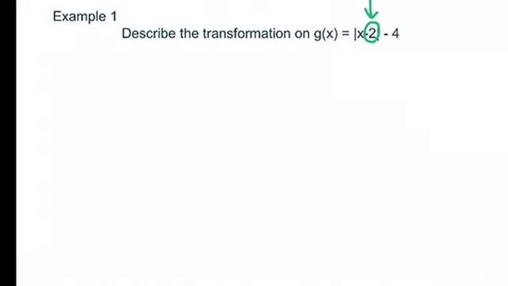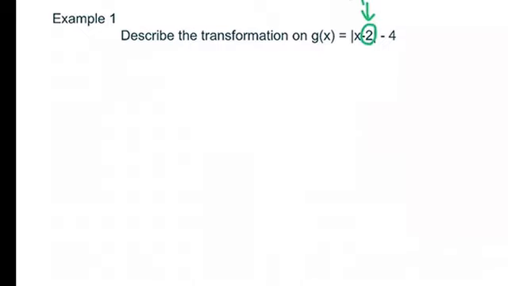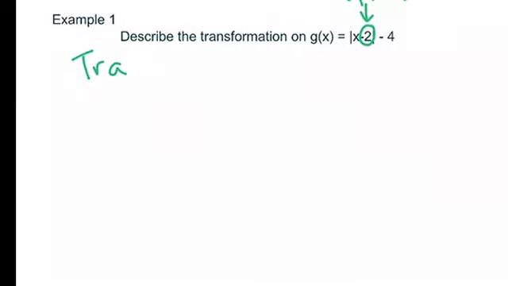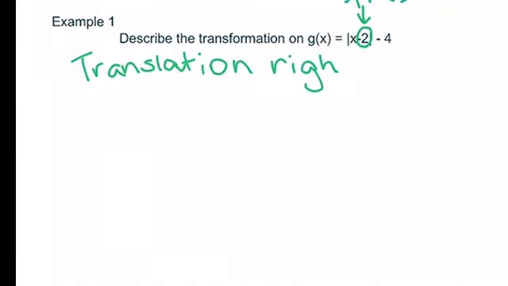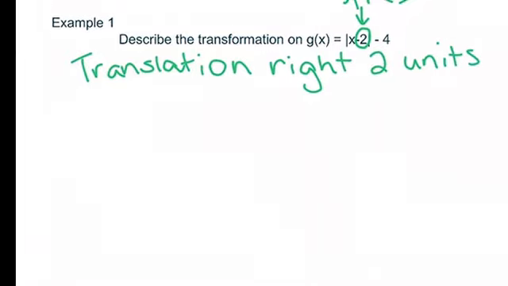So here's our first example. Now, easiest thing to do with these is go one step at a time. I notice that I have a -2. Now, anything that's inside the function or inside the absolute value in this situation is going to go opposite the sign, and it's always going to go left or right. It's side to side. So this is a translation. Because of the negative, it looks like it's going left, so we are going to go right 2 units. That's how you would describe that.